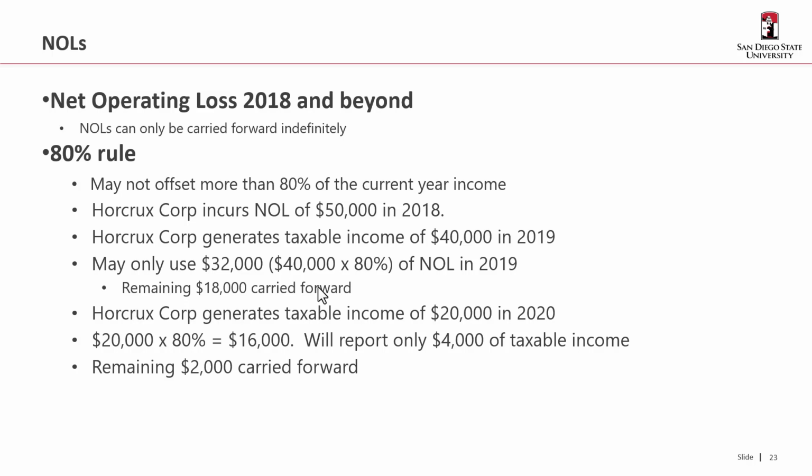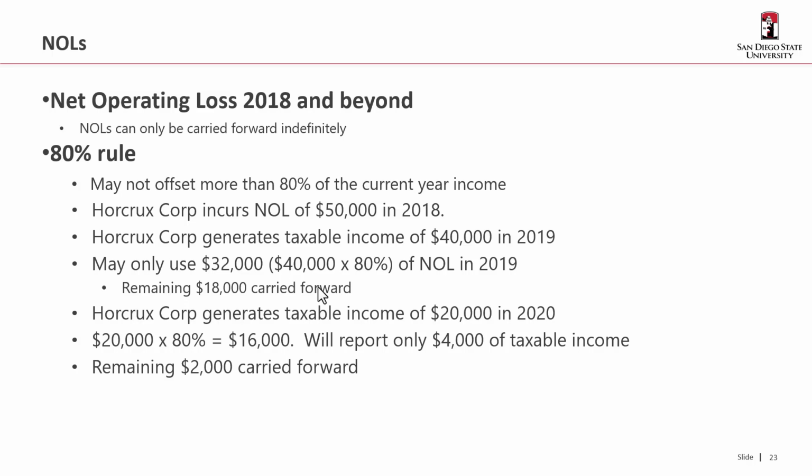So there is no expiration on an NOL. The other change that was made is the 80% rule, which says you may not offset more than 80% of that current year income with an NOL. So let's do a quick example. Horcrux incurs an NOL of $50,000 in 2018. Then they generate taxable income of $40,000 in 2019.